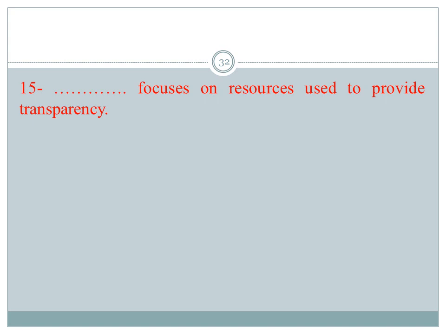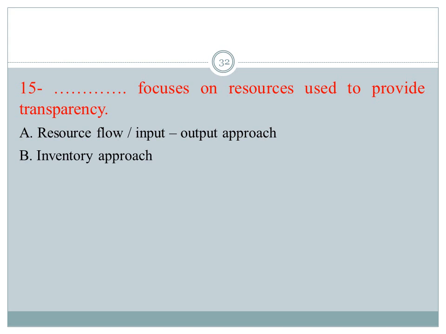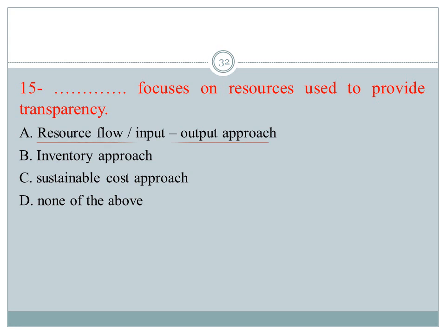Question number 15. This approach focuses on resources used to provide transparency. A. Resource flow input output approach, B. Inventory approach, C. Sustainable cost approach, D. None of the above. The correct answer is exactly A, Resource flow input output approach.